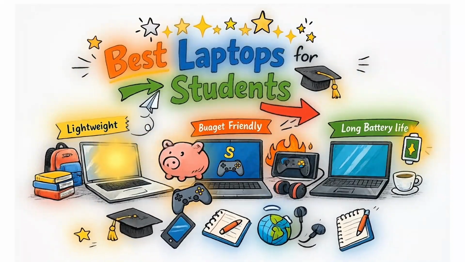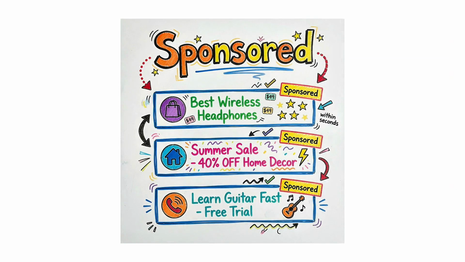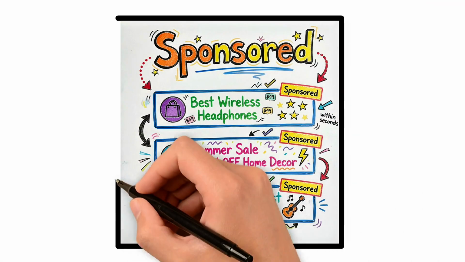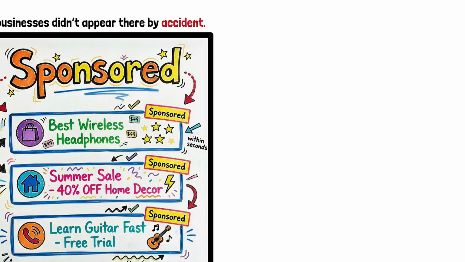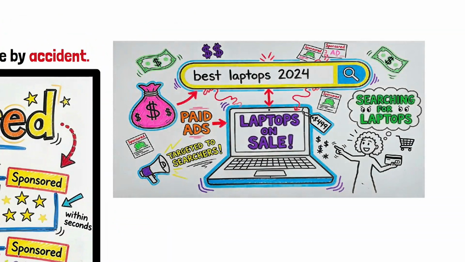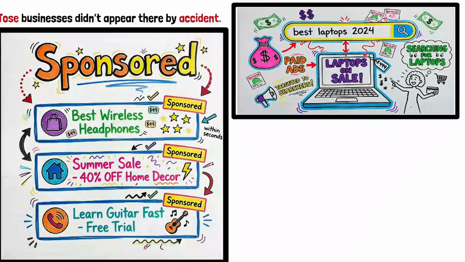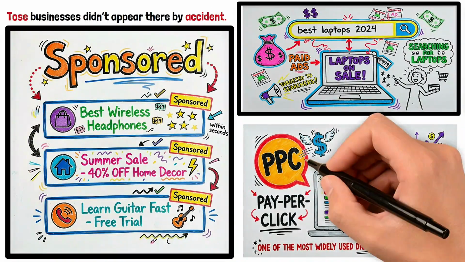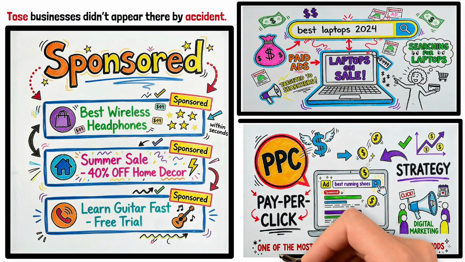Imagine you search on Google for best laptop for students. Within seconds, you see several results at the top labeled sponsored. Those businesses didn't appear there by accident. They paid to place their ads in front of people who are actively searching for products like laptops. This strategy is known as pay-per-click advertising, or PPC, one of the most widely used digital marketing methods today.